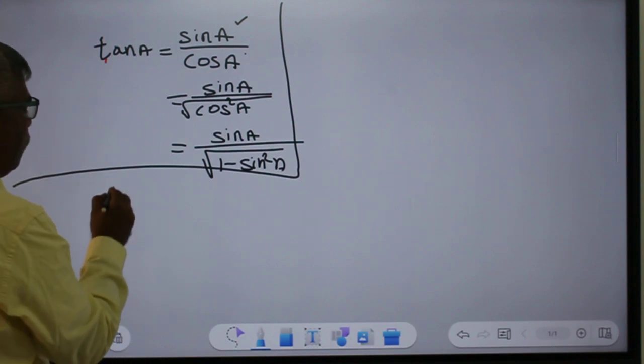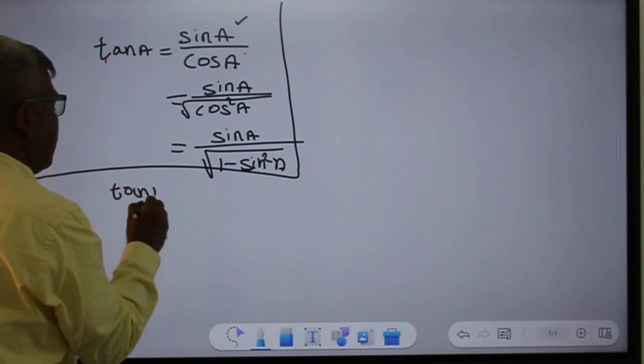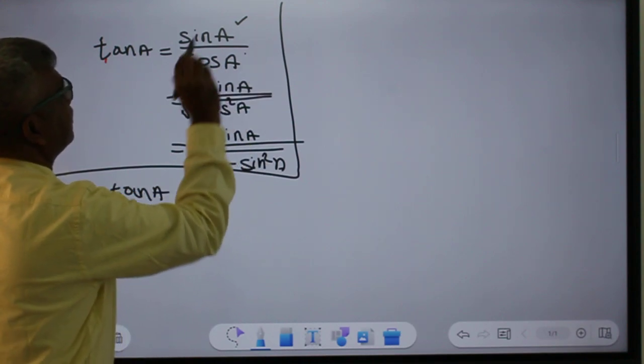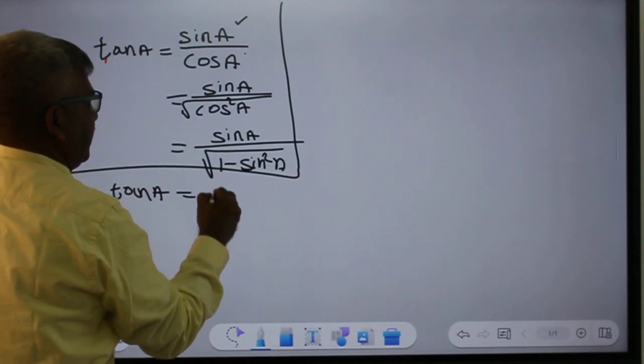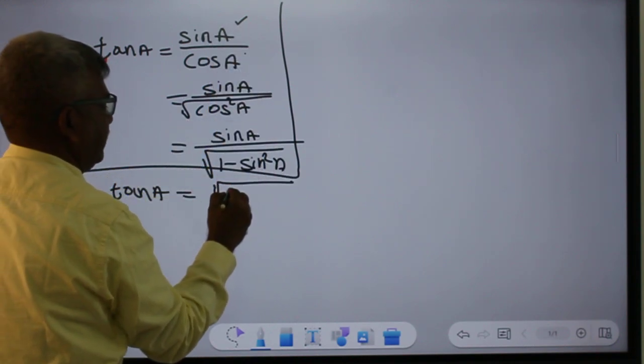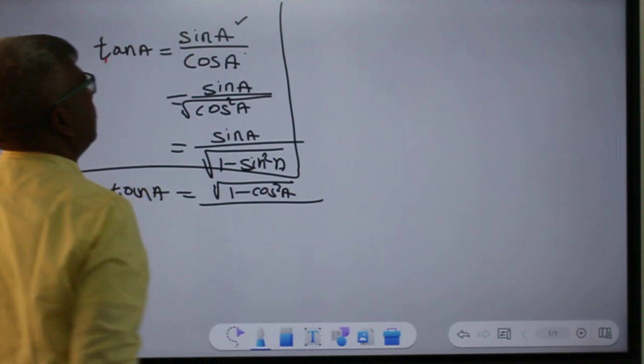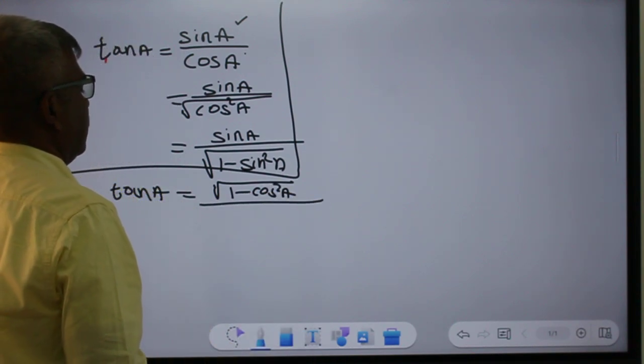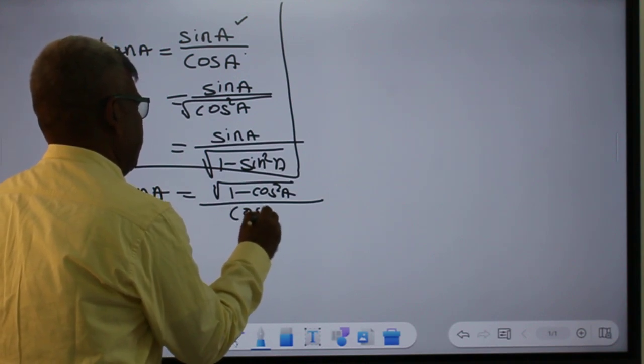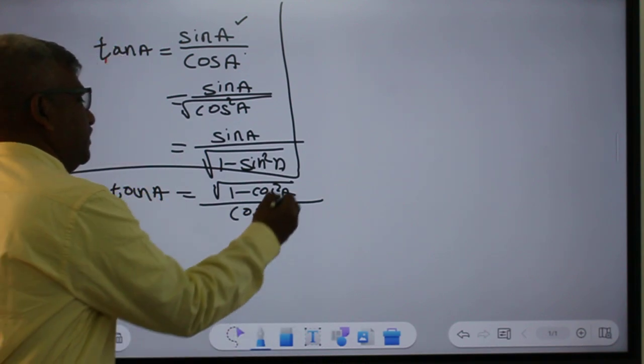Okay. Tan A, how to express in terms of cos A? The same method. We can directly write sin A as the square root of 1 minus cos squared A, over cos A. Good.